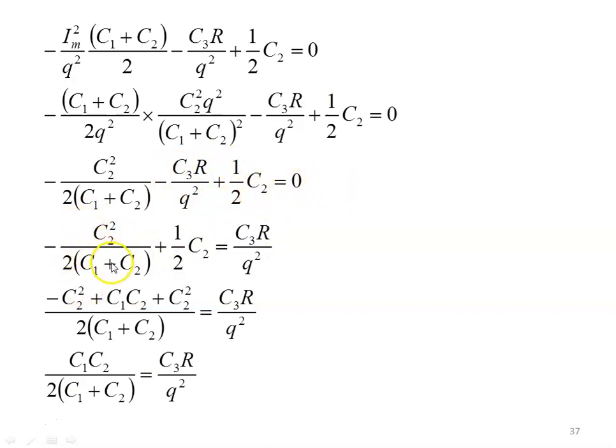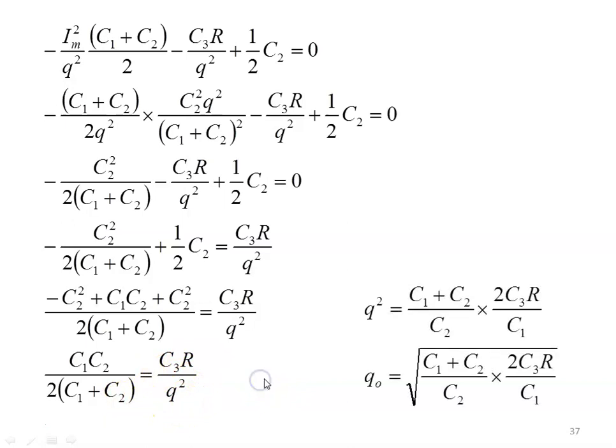Now, we take the terms to the right side and rearrange. Minus C2 square by 2 into C1 plus C2, plus 1 by 2 C2 equal to C3 R by Q square. So, I take the second term to the right side. Now, combining these two with a common denominator 2 times C1 plus C2: minus C2 square plus C1 C2 plus C2 square equal to C3 R by Q square. Minus C2 square plus C2 square cancel, and this is equal to C1 C2 divided by 2 times C1 plus C2, equal to C3 R by Q square. So, rearranging, Q square equal to C1 plus C2 divided by C2 into 2 C3 R by C1. So, QO equal to square root of C1 plus C2 divided by C2 into 2 C3 R by C1.